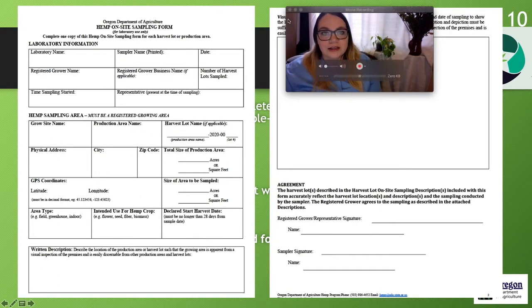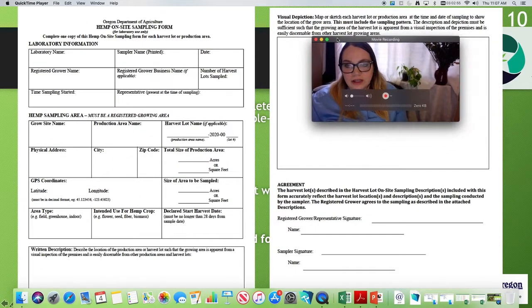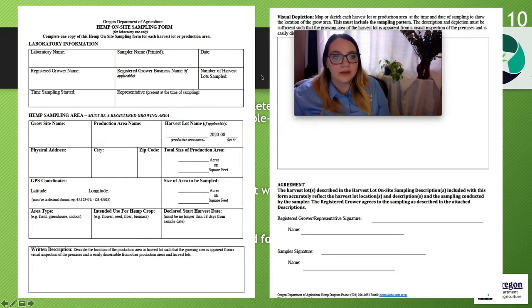Here is the on-site sampling form that you as a sampler are going to be filling out. It's changed. Again, I matched it a little bit like the sample request form. So up here, this is the information for the lab, the sampler, the registered grower name, business name. Remember to only put one business name, the number of harvest lots that are going to be sampled. Again, fill out a form for each harvest lot, the time sampling was started, and the representative that was present.